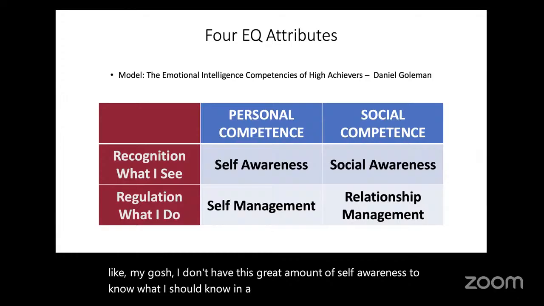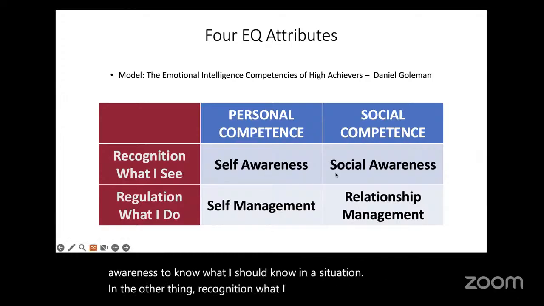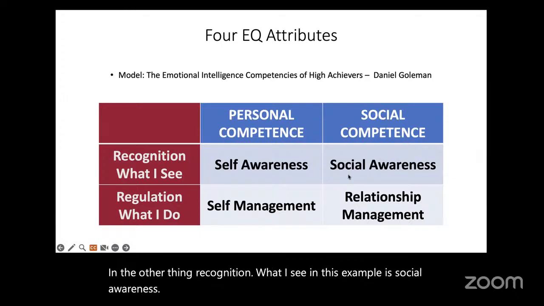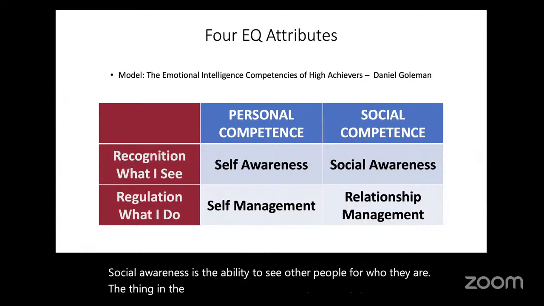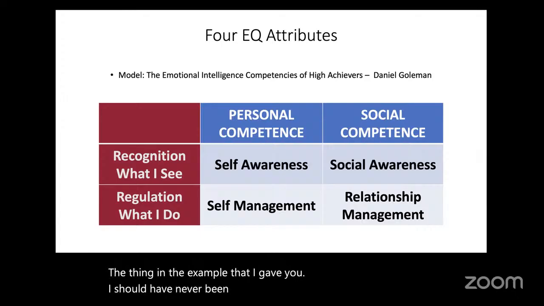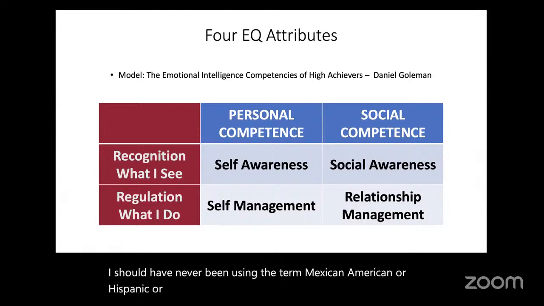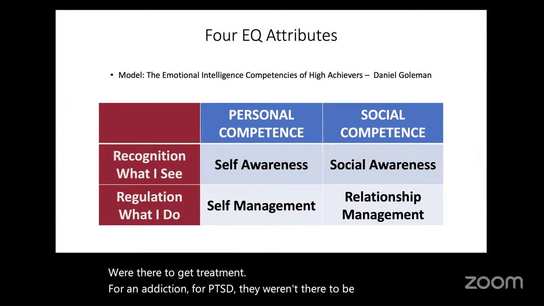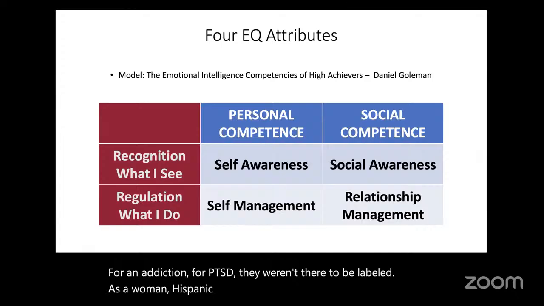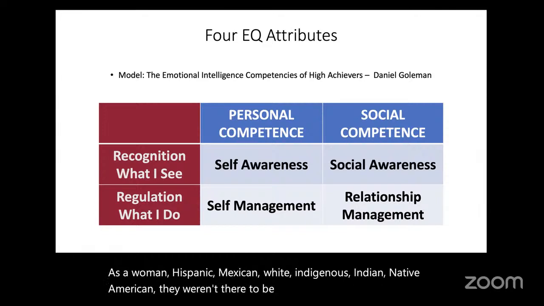I'm like, oh my gosh, I don't have this great amount of self-awareness to know what I should know in a situation. The other thing, recognition: what I see in this example is social awareness. Social awareness is the ability to see other people for who they are. In the example that I gave you, I should never have been using the term Mexican American or Hispanic or anything else. Those were not terms that should have been used in that situation, because all of those individuals were there to get treatment for an addiction, for PTSD. They weren't there to be labeled as a woman, Hispanic, Mexican, white, indigenous, Indian, Native American. They weren't there to be labeled by me as a therapist.